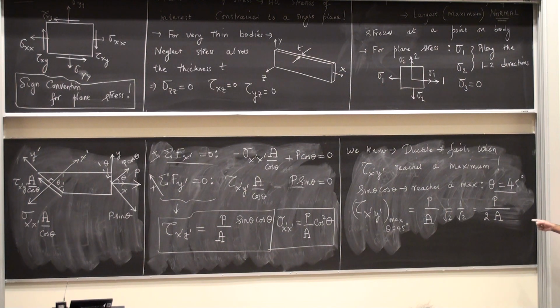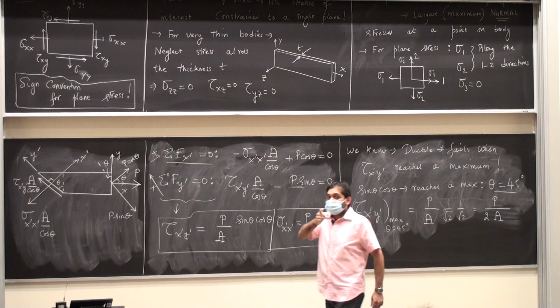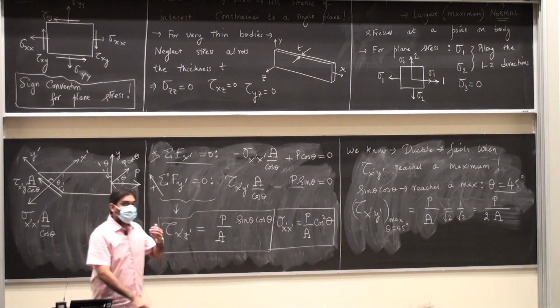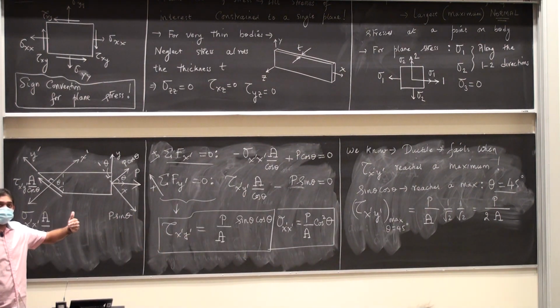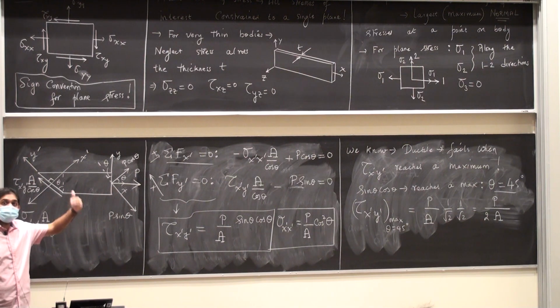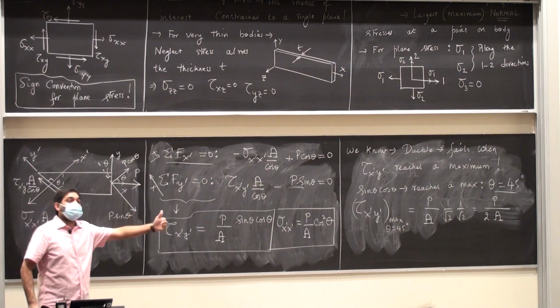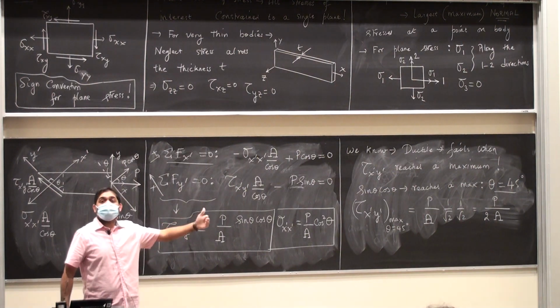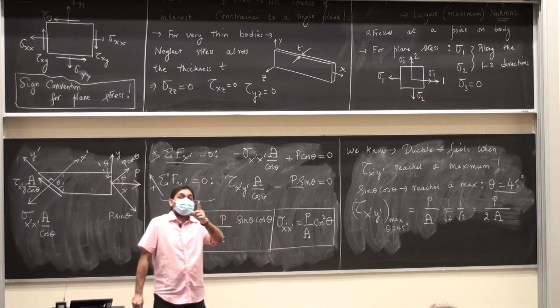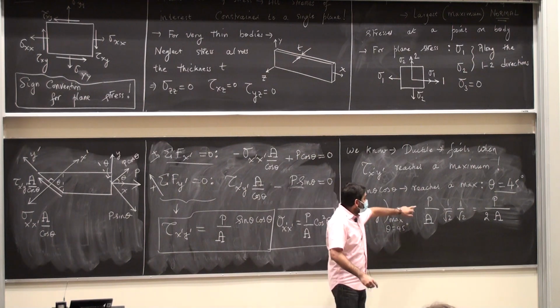Isn't this weird? Why is it weird? Because if I look at the plane of loading, what is the value of the stress? It is the force divided by the area. The area of the plane of loading is capital A, the force applied is P, so the stress is P by A. So on the plane of loading, the stress is higher than the stress at which this material is failing.